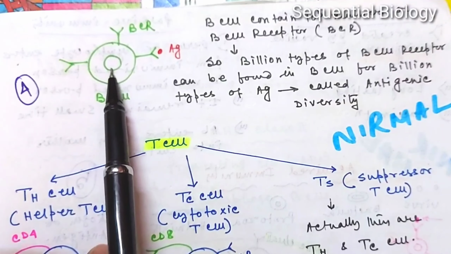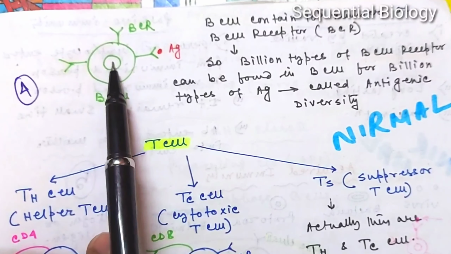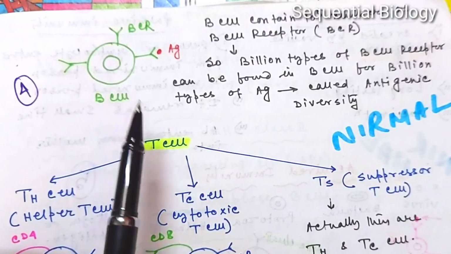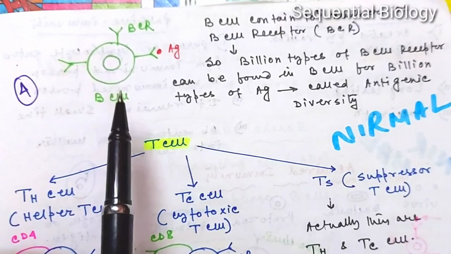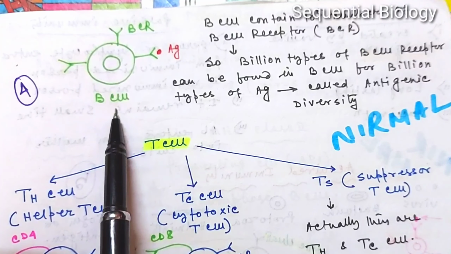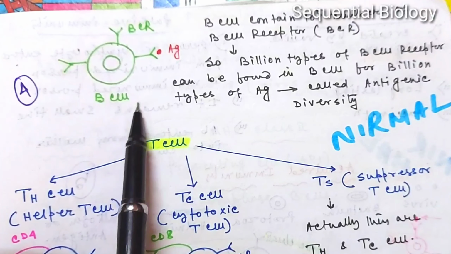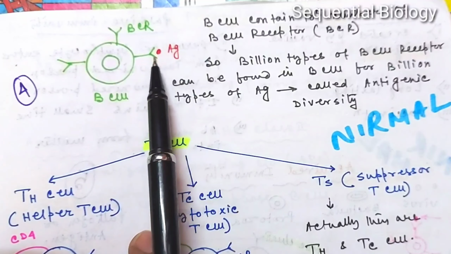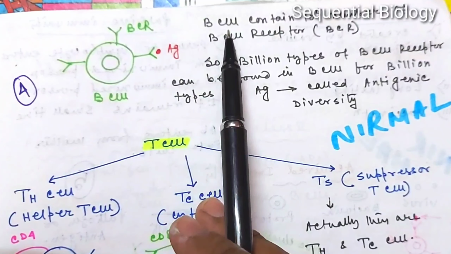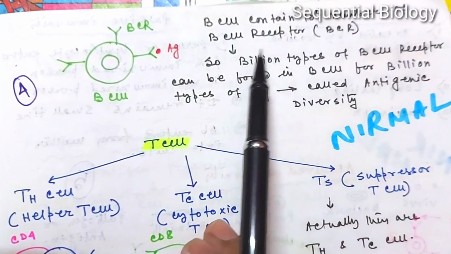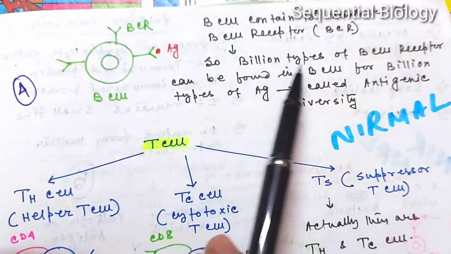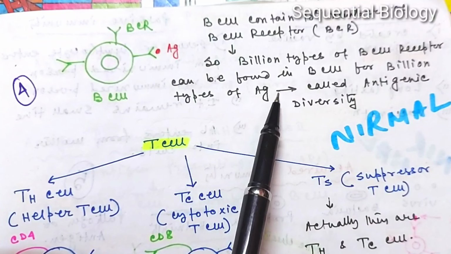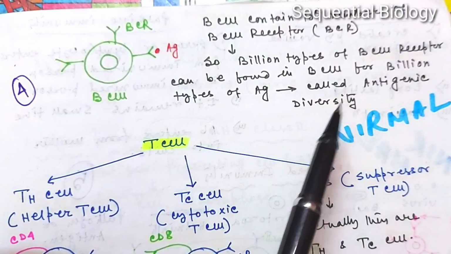This is a B cell, a special type of lymphocyte, and this B cell will be differentiated into plasma cell and memory cell. The plasma cell causes the secretion of many glycoproteins, or antibodies, which cause elimination of the antigen. This B cell contains a receptor known as the B cell receptor. A B cell contains 10 to the power 5 B cell receptors, so billions of types of B cell receptors can be found for billions of types of antigens. This is called antigenic diversity.